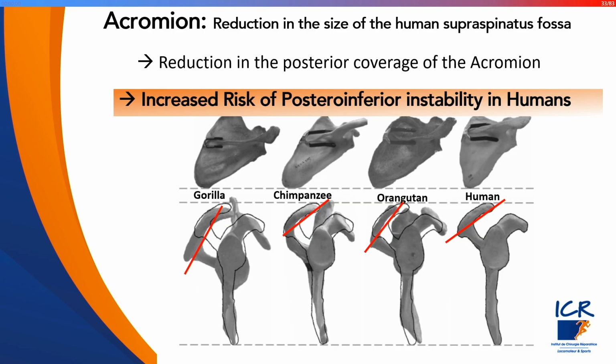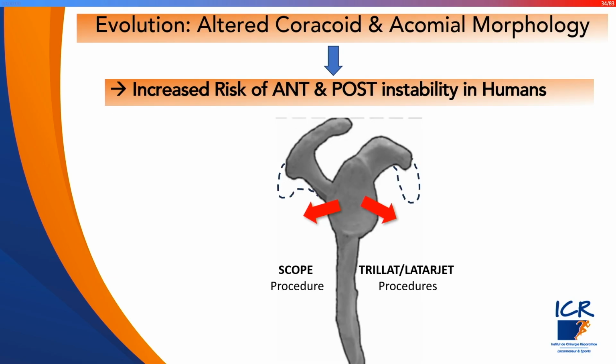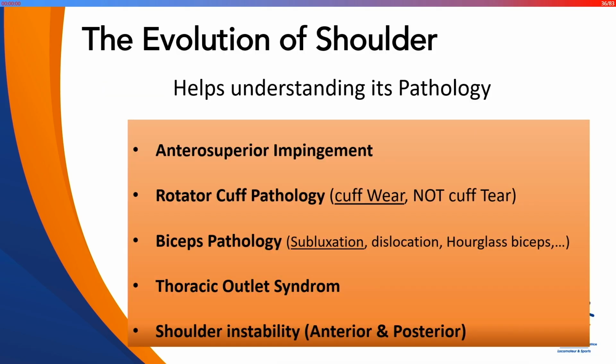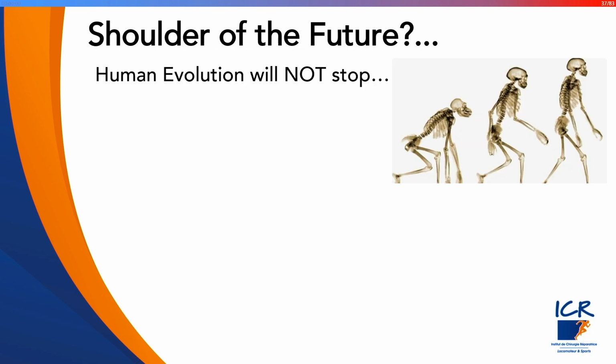So it means that, again, what we have developed to stabilize the shoulder, like the TRIA procedure in the front or the Latarjet procedure or the SCOPE procedure in the back, may be very, very well thought. So in summary, the evolution of the shoulder helps us to understand its pathology, from anterosuperior impingement to rotator cuff pathology, cuff wear, of course, but also biceps instability, thoracic outlet syndrome, and shoulder instability, either anterior and posterior.